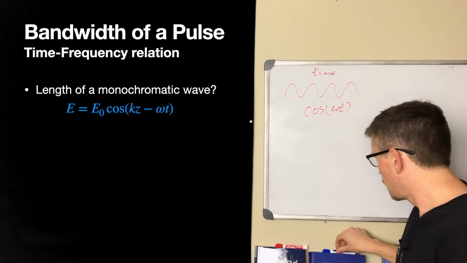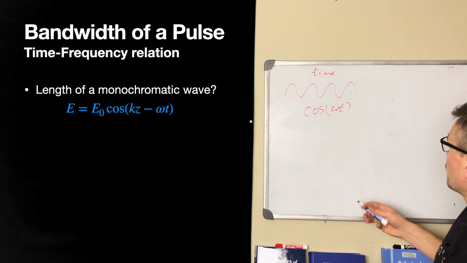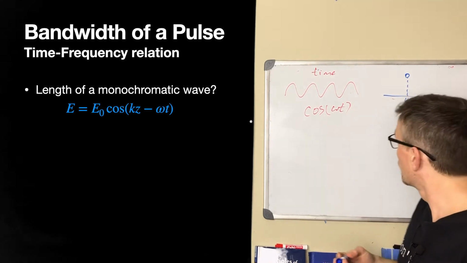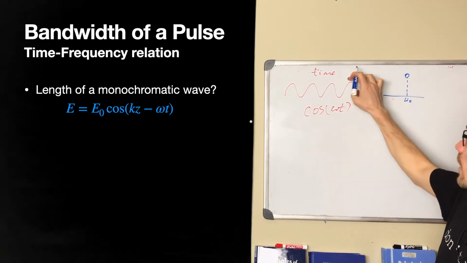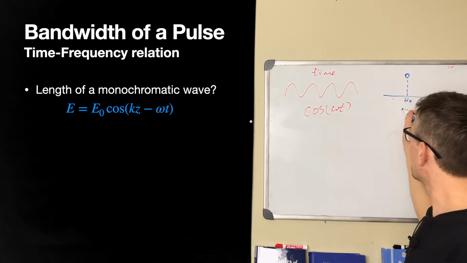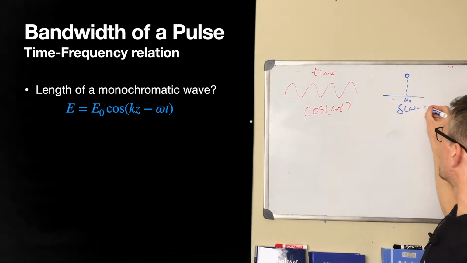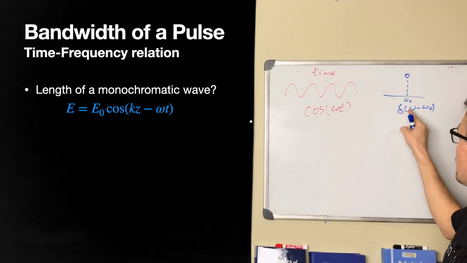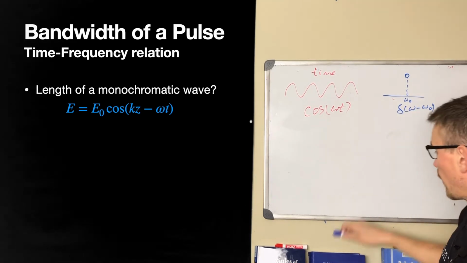Now, in the frequency domain, we found that we could just represent that as a single point at omega naught here. Okay, so if the time domain was a cosine of omega t, really this is a delta function. It is 0 everywhere. All the energy is contained in an infinitesimally small window around omega naught.